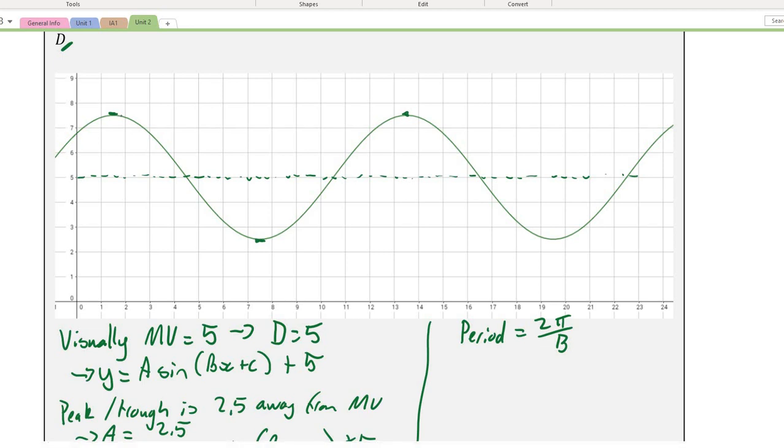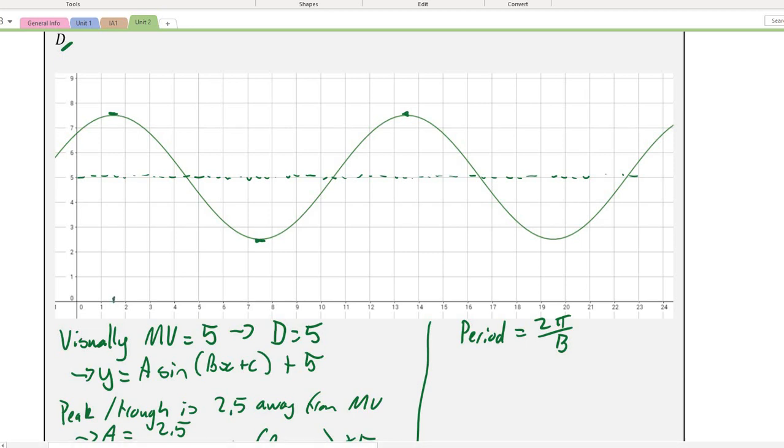How many hours does it take to do a full revolution? 12 hours. So my period is 12. Does that make sense, guys? The period is how long it takes to repeat itself. One way to find the period is you measure from peak to peak, or you measure from trough to trough, because that'll be when the function has fully repeated itself.